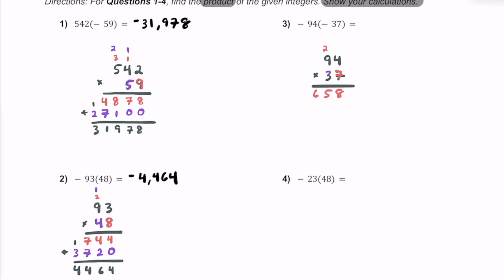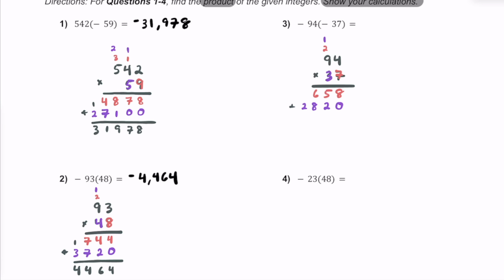Next, let's deal with this 3, which is really 30, right? So 3 times 4 is going to be 12, carry the 1. And then we're going to have 27 plus 1, which is going to be 28. Now let's go ahead and find the second partial product here. So this 3 is really 30. 3 times 4 is going to be 12, carry the 1. Then we have 27 plus 1, which is going to be 28.